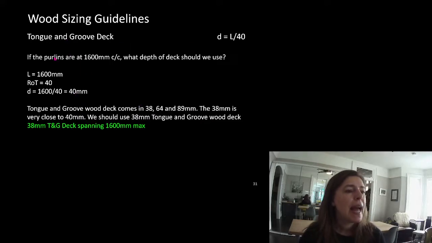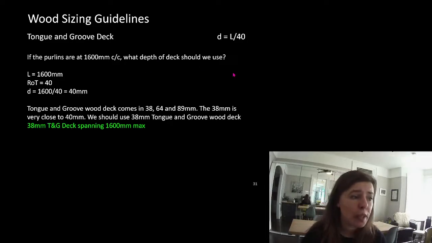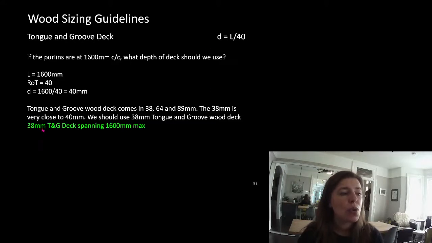Okay, if the purlins are at 1.6 meters center to center, what depth of deck should we use? So the sizing guideline for tongue and groove deck is L divided by 40. So 1600 divided by 40, we get 40 millimeters. Well, that's pretty darn close to our 38 millimeters. So 38 millimeter tongue and groove deck spanning 1.6 meters max.